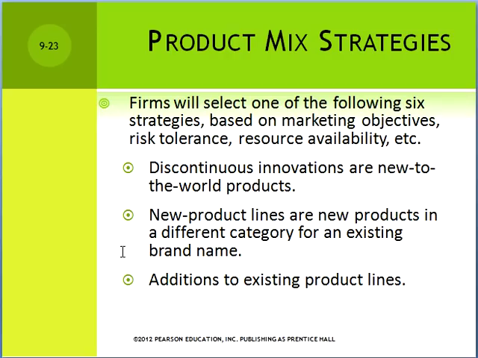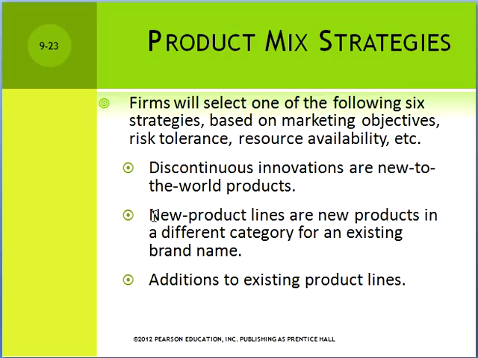Firms may select one of the 6 strategies based on the marketing objective. One is discontinuous innovation, which are new-to-the-world products. This is where most of the innovations or new products are coming up. In other words, nothing is out there at this point, but something new to the world is coming. When the iPad came in, you can say it was a discontinuous innovation. Similarly, the iPod was also a discontinuous innovation.